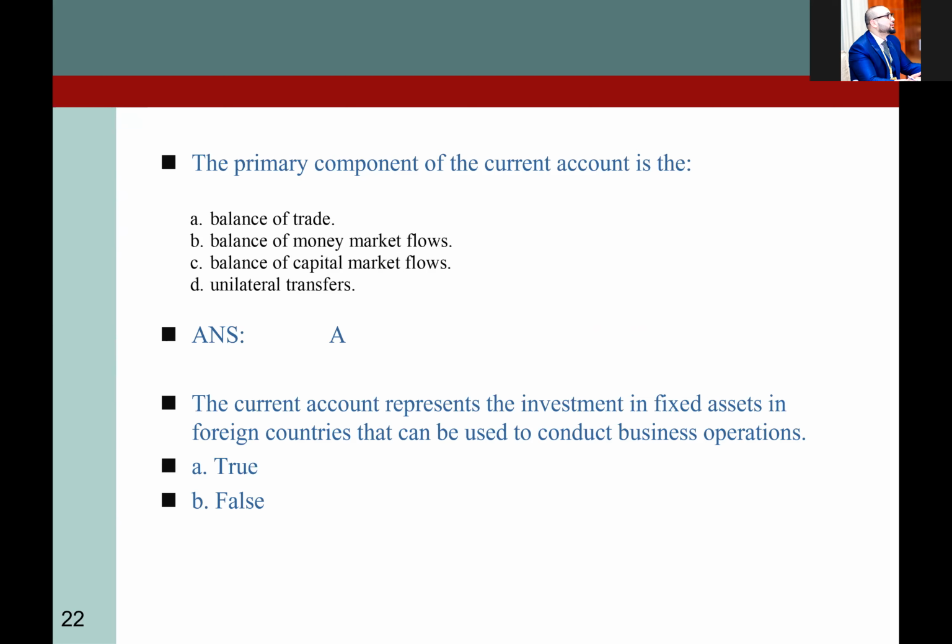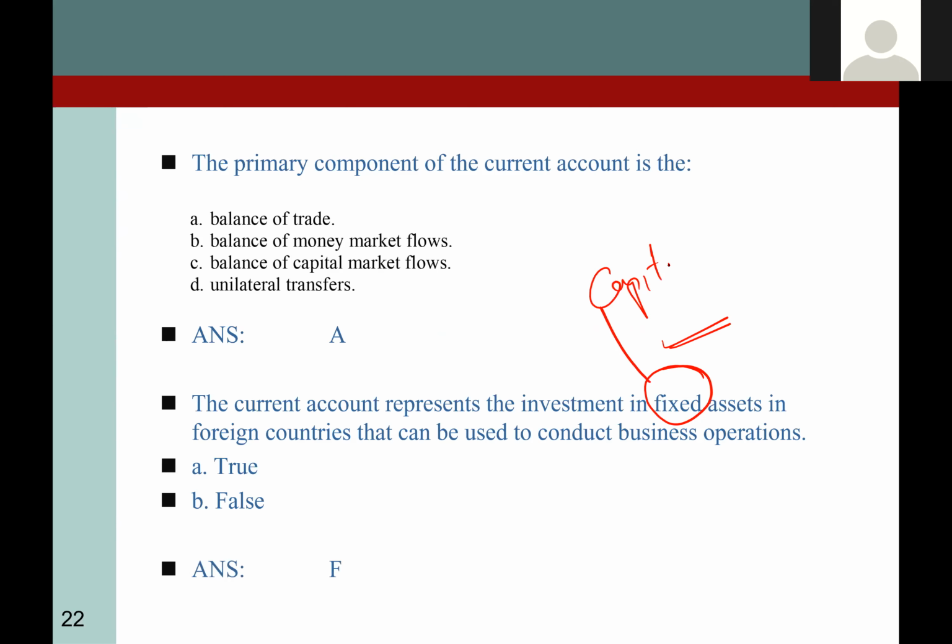Guys, can you hear me? Who said true? Someone said true. Okay, let's talk about the answer. It is false. Why? Not because of services, but because whenever there is a fixed asset involved, that would be dealt with in the capital account, not the current account. Okay? So that was the concept checker.